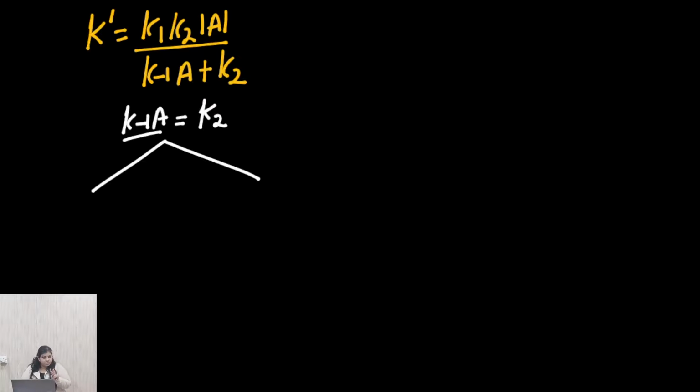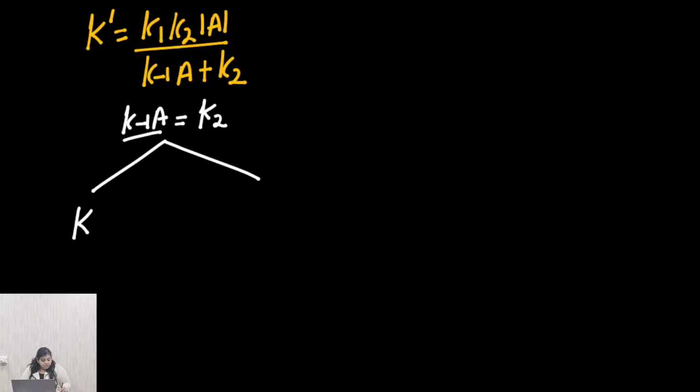Next, we are seeing that the observed rate constant value was K1 into K2 into A upon K inverse of A plus K2. So now if I consider that K inverse of A is equal to K2, from here two cases will arise. We can substitute K inverse of A instead of K2, or we can substitute K2 in place of K inverse of A. These two things will be arising.